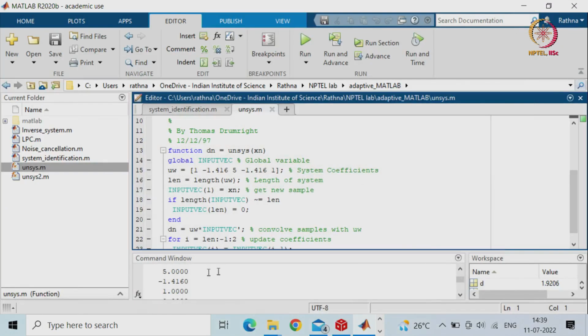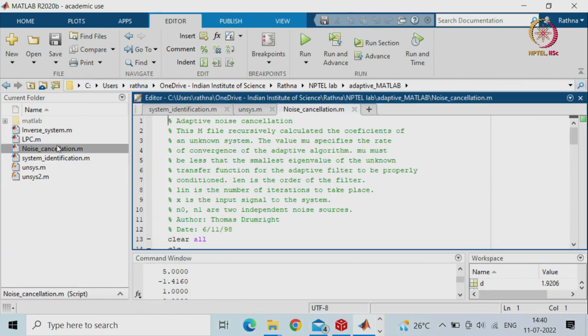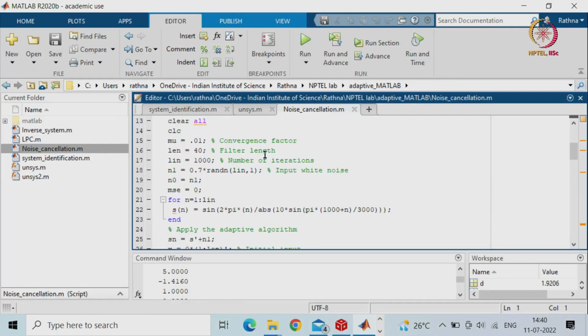So, we will go back and then see noise cancellation in this case. So, we will open this. This is adaptive noise cancellation. You will be seeing that mu is given as 0.01, so you can definitely expect that the number of iterations is going to be more. Here it is running up to 1000 iterations.